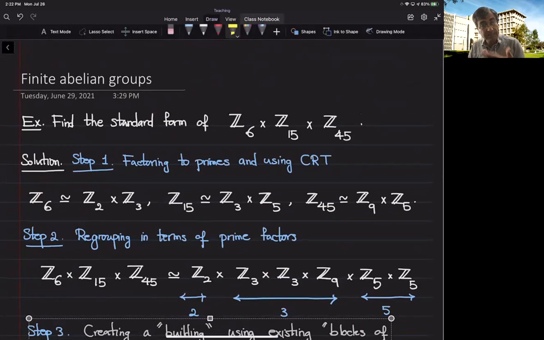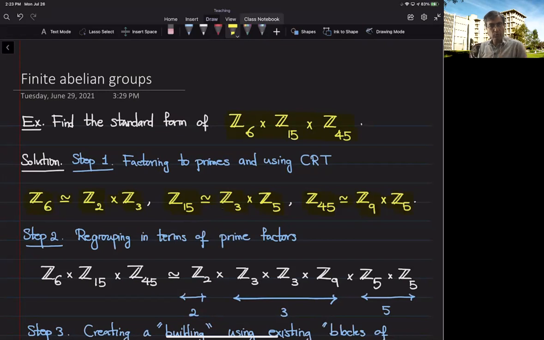So find the standard form of this abelian group, Z sub 6, Cartesian product Z sub 15, Cartesian product Z sub 45. We follow our steps, factoring into primes and using the Chinese remainder theorem. So we have Z sub 6 is isomorphic to Z sub 2 cross Z sub 3. Z sub 15 is isomorphic to Z sub 3 cross Z sub 5. Z sub 45 is isomorphic to Z sub 9 cross Z sub 5.